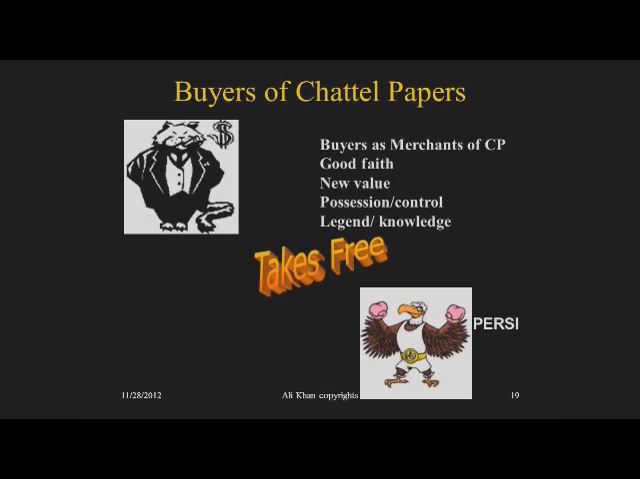And this is what you have to do. If the buyer is a merchant of chattel paper, he gives value in good faith, takes possession or control of the chattel paper, and doesn't have any knowledge, or the chattel paper is not unclean, meaning it's not clearly subject to a legend, then I think Article 9 is going to say, well, a buyer of chattel paper can beat a lender who has already perfected the security interest.